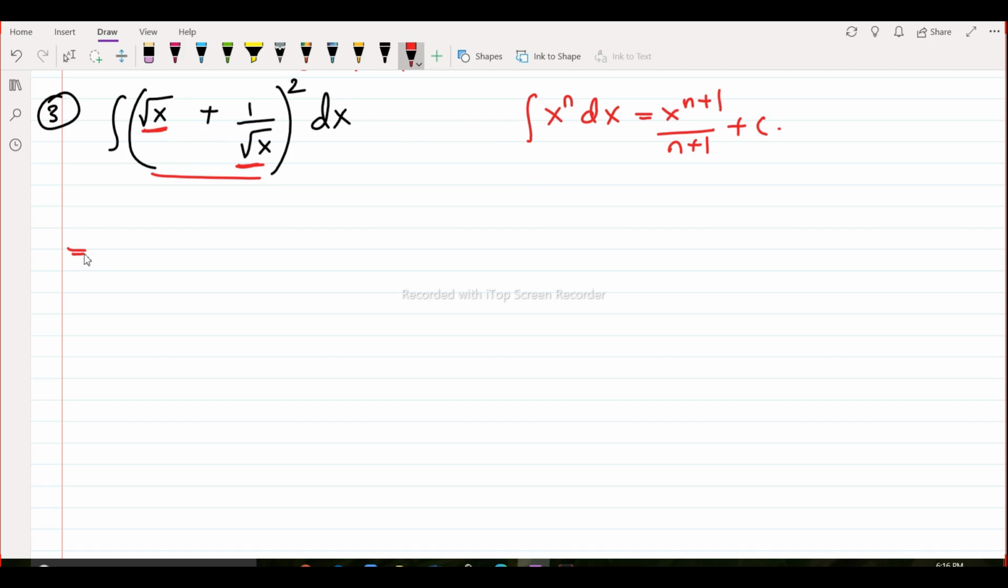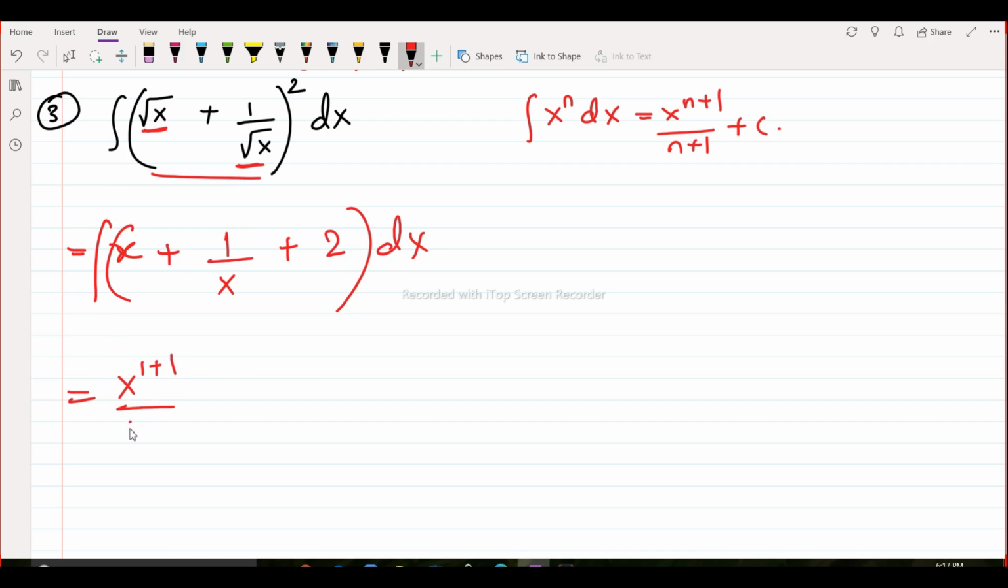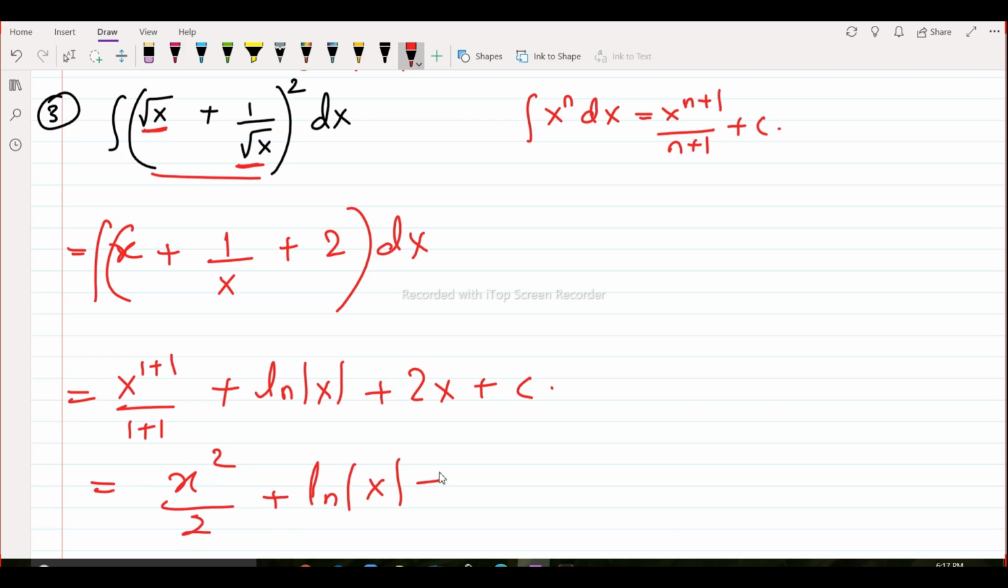So what I can do is expand this. This is (a plus b) the whole square. So root x squared is x, plus 1 upon x, because it is a square plus b square plus 2ab, which is actually 2, dx. Now this is a straightforward question. The integration of x is x raised to 1 plus 1 upon 1 plus 1, the integration of 1 upon x is ln x, and the integration of 2 is 2x, plus c. So this is x square by 2 plus ln x plus 2x plus c.